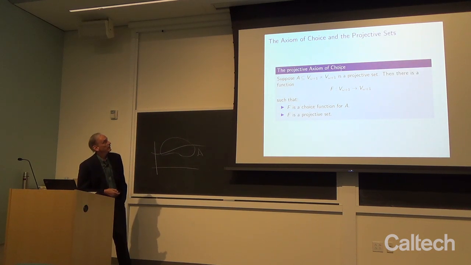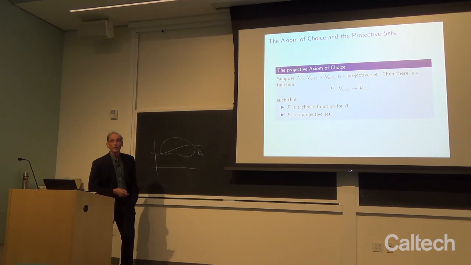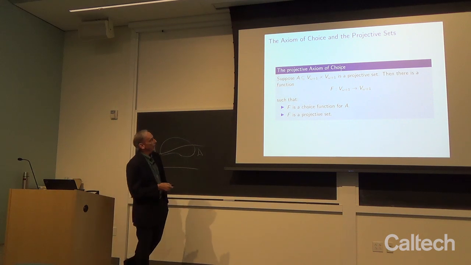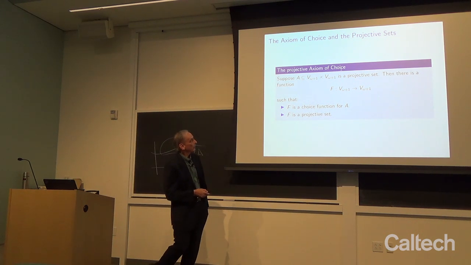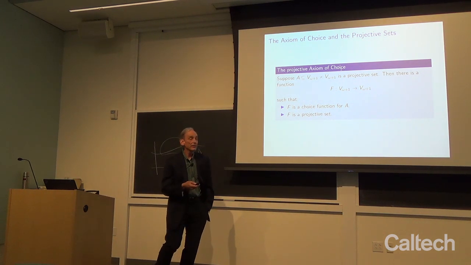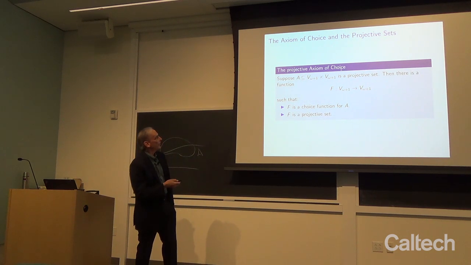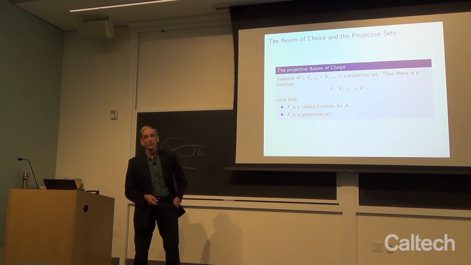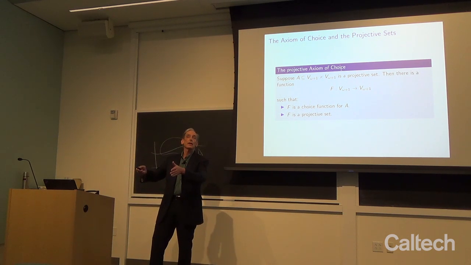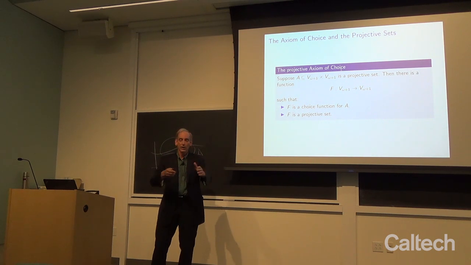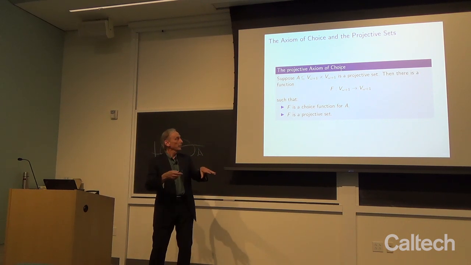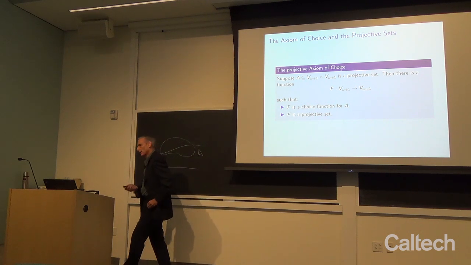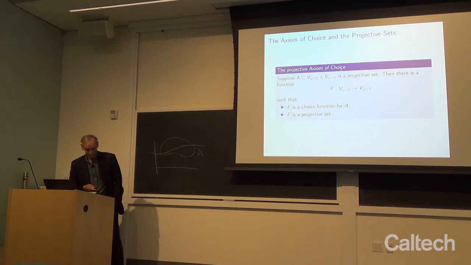And we can define the projective axiom of choice. If A is a subset of V omega plus 1 cross V omega plus 1 that is a projective set, then there's a function which is a choice function for A and which is a projective set. So in each case, the projective CH, continuum hypothesis, or axiom of choice, we just replace set by simple set and we get statements. So why don't we investigate these?